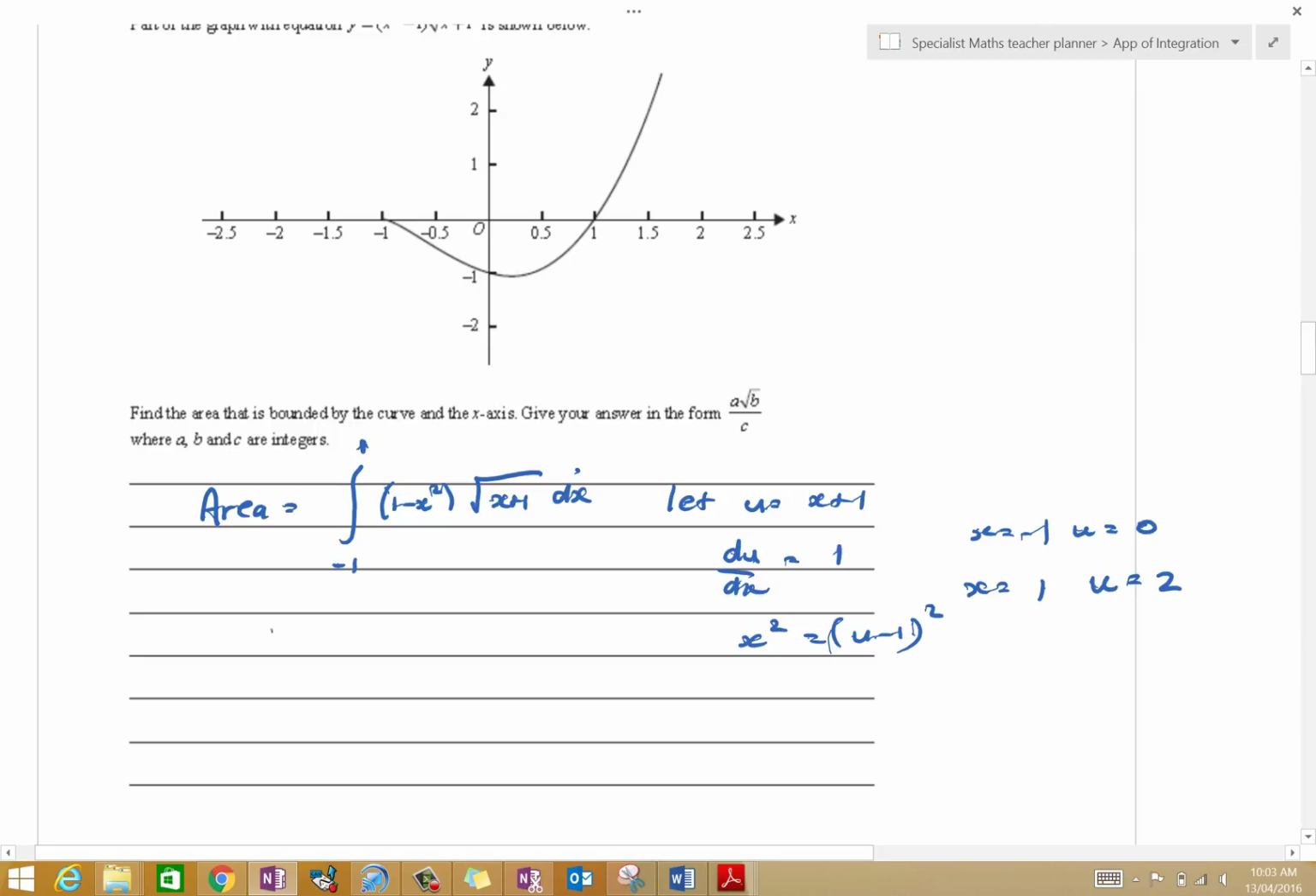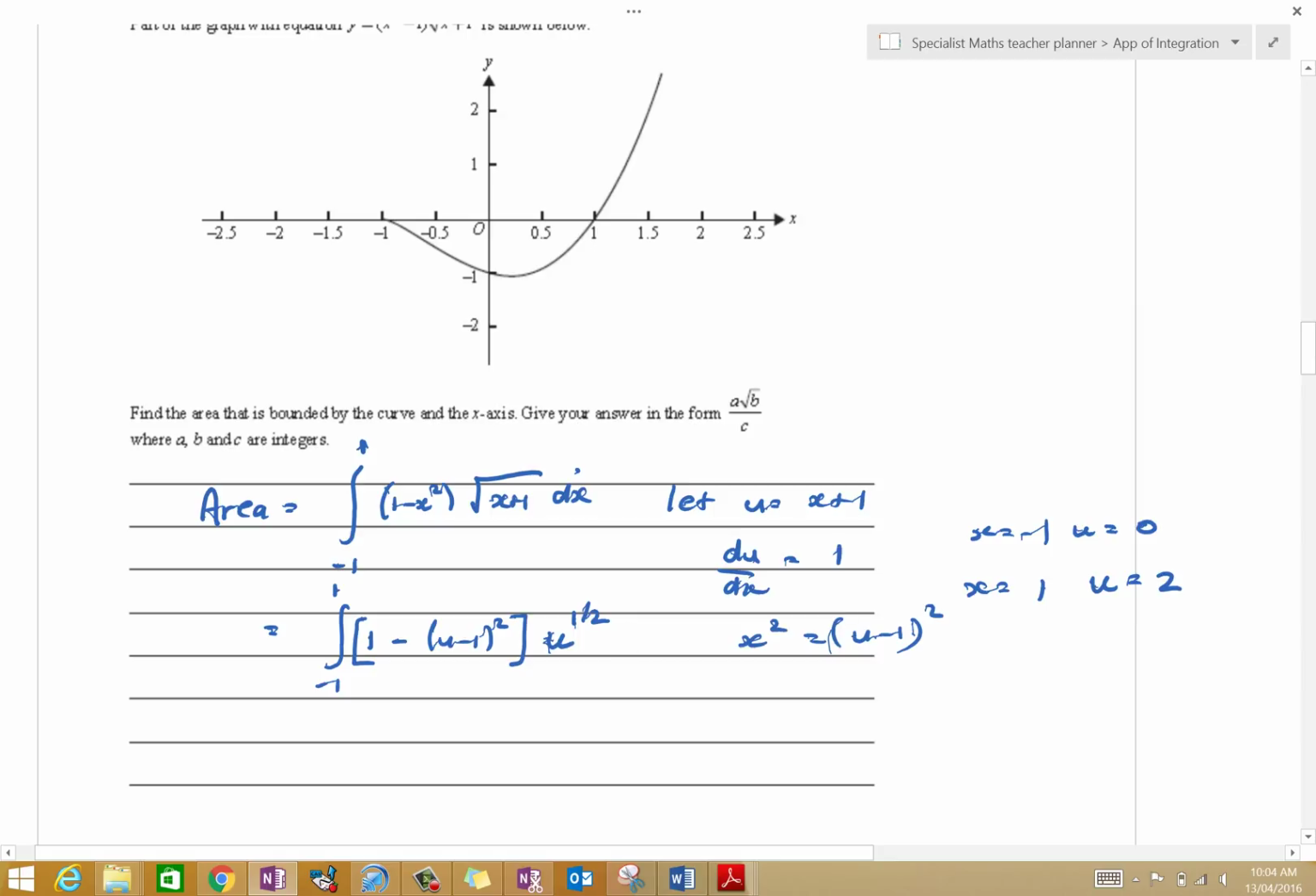So now my area is equal to, don't go changing the signs yet, the integral from -1 to 1 of 1 minus x squared, which is 1 minus u minus 1 all squared. And x is u, which is x plus 1, so that is u to the power of a half. Are we okay with that so far?